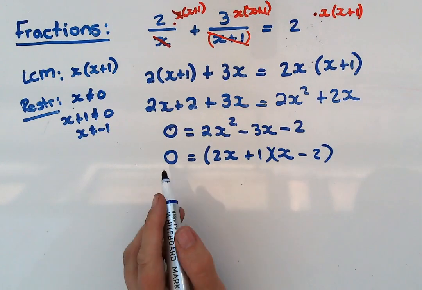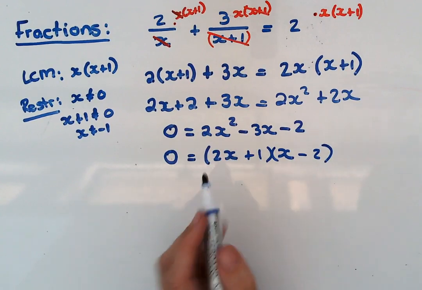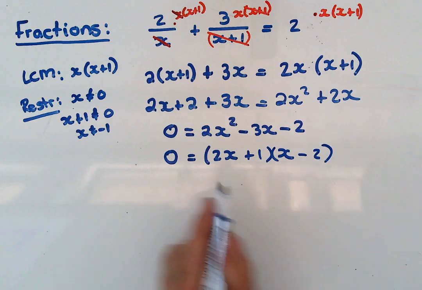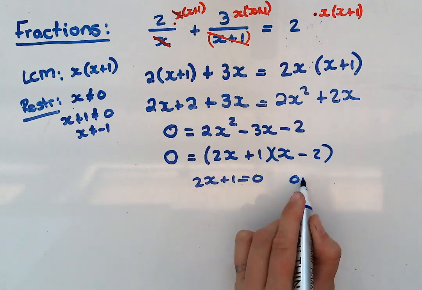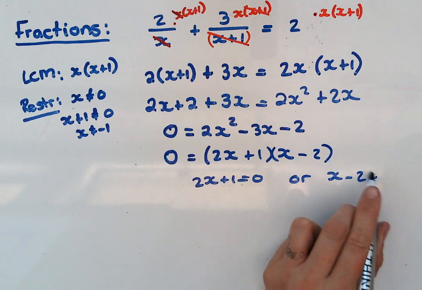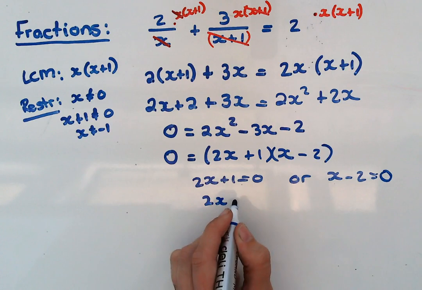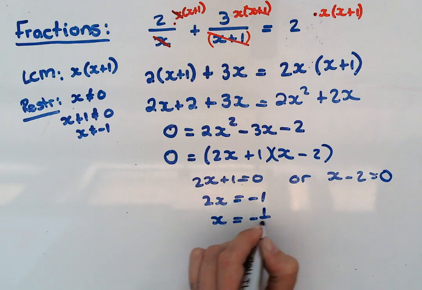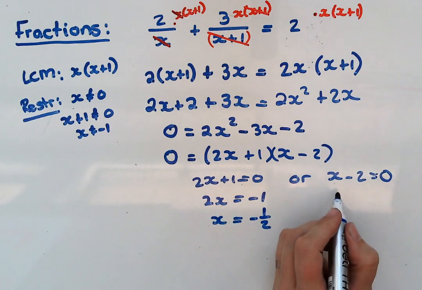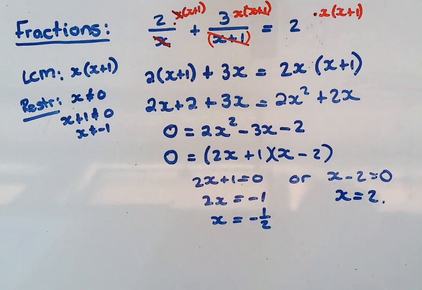Okay, and then after I did that, now I can solve this by saying, this bracket, this is now the zero factor law. This bracket is equal to 0, or this bracket is equal to 0, and then you can solve this one: transpose the 1, divide by 2, divide by 2 there, so x is negative a half. Or on this side, just transpose the 2, x is equal to 2.